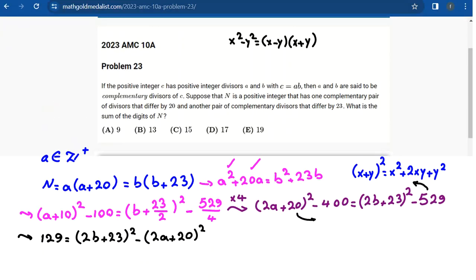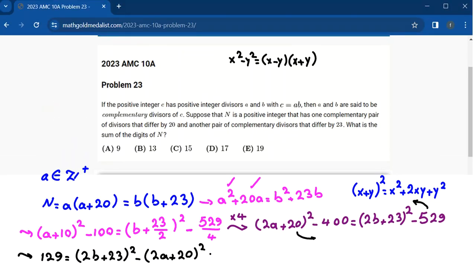Okay, so here, if I apply this minus this, it will be 2b minus 2a, 23 minus 20 will be plus 3. And if I add these two terms, it will be 2b plus 2a plus 23 plus 20, 43. It is equal to 129. Because this part is equal to 129, I should prime factorize 129. It's what? 3 times 43.